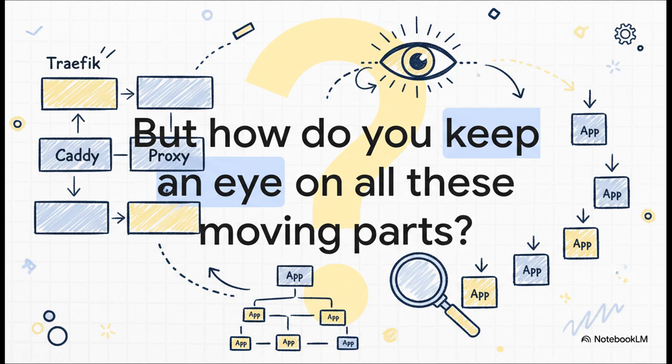But deploying isn't a fire and forget kind of deal. I mean, think about it. We've got our main Traefik gateway, a Caddy proxy, and 5 app instances all running in their own little boxes. How in the world do you keep track of it all without going crazy?